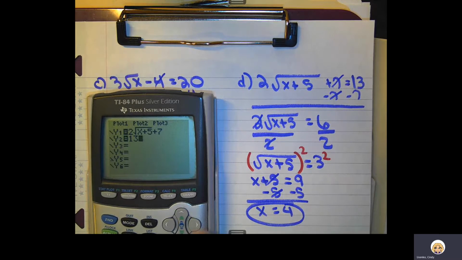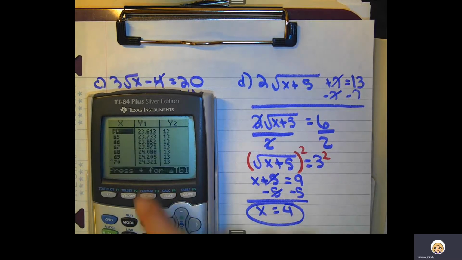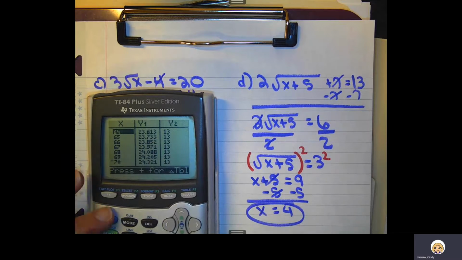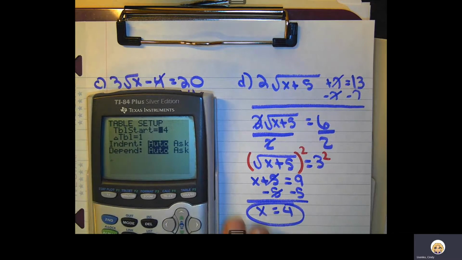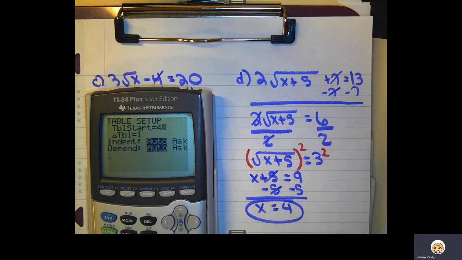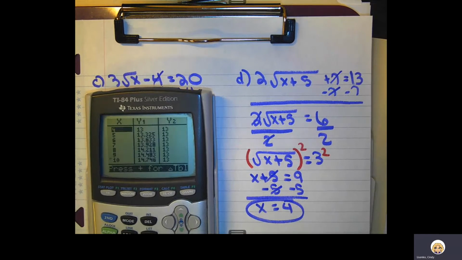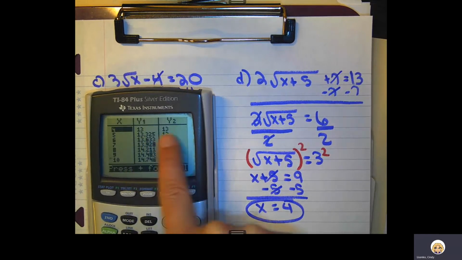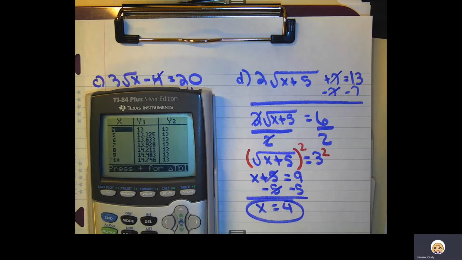Now, my answer was 4. So if I go to my table, I'm not even close to 4. So I'm going to hit second in window, have my table start at 4, and go back to my table, second in graph. If you look, we have matching answers, so we did it correctly.